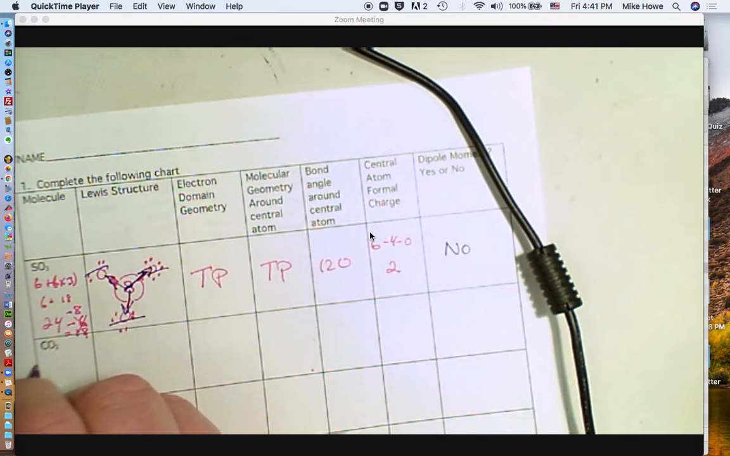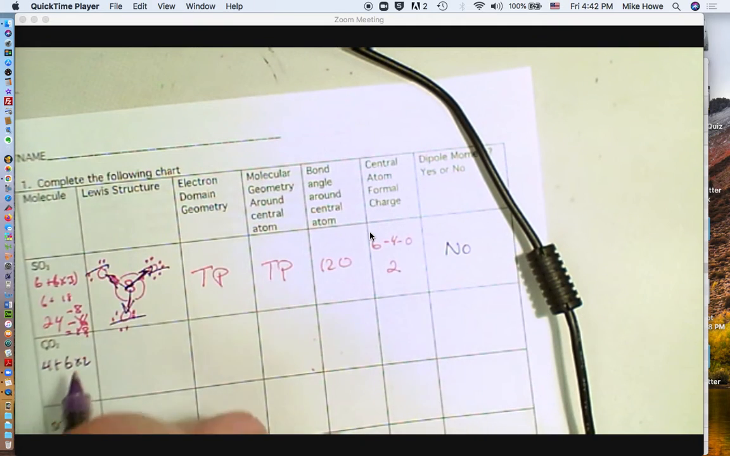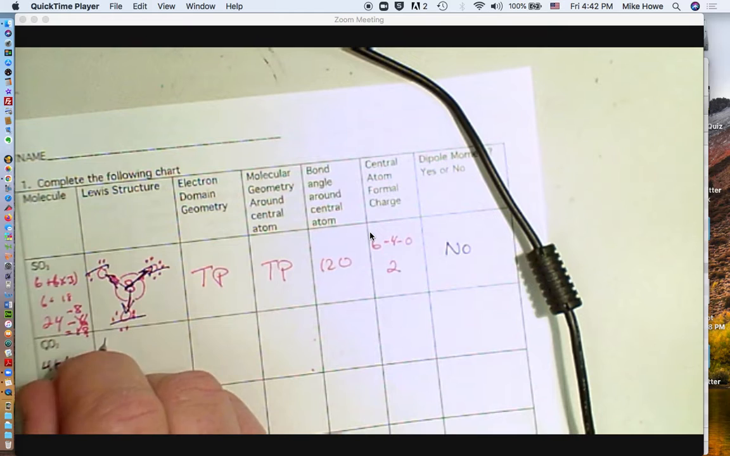All right, CO2. We have 4 valence electrons for carbon, and oxygen has 6. There's 2 atoms of oxygen. Here's how I know that. Carbon's 4, oxygen's 6. So I have 12, and 4 makes 16. So I have 16 valence electrons.